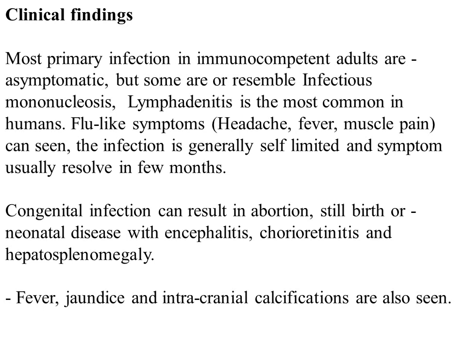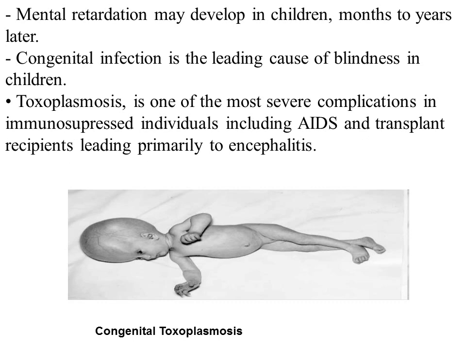Congenital infection can result in abortion, stillbirth, or delivery of a baby with encephalitis, chorioretinitis, or hepatosplenomegaly. Fever, jaundice, and intracranial calcification are also seen. Toxoplasma gondii also causes mental retardation, which may develop in children months to years after delivery. Congenital infection is the leading cause of blindness in children. When asked what parasite causes congenital infection, you answer that it's Toxoplasma gondii.